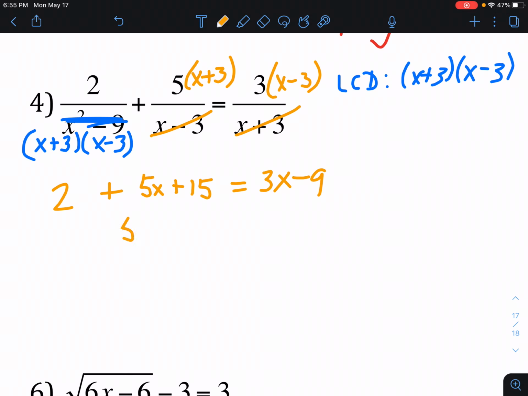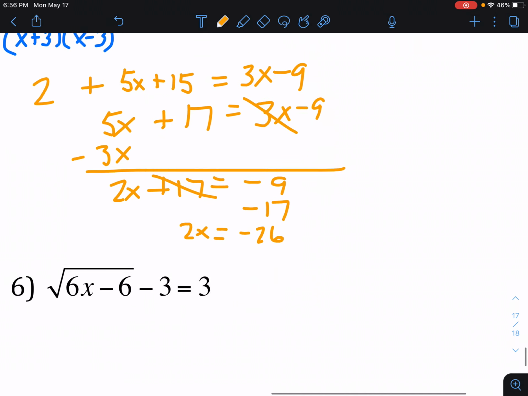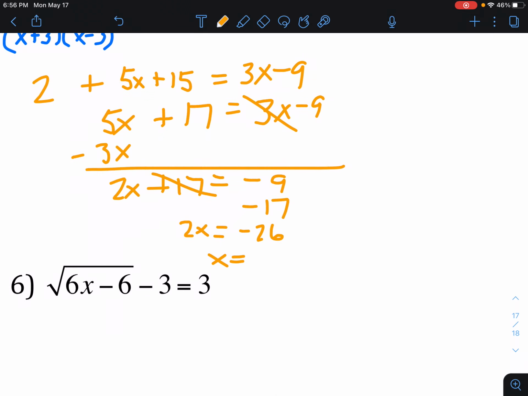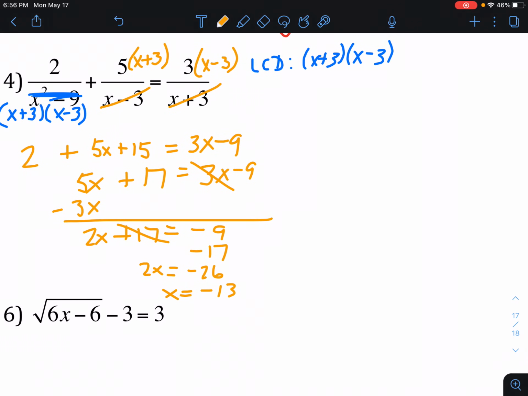I have like terms on the left, 2 plus 15, 17. Variables on both sides. Let's subtract 3x, move the x's to the left. Subtract 17 from negative 9. And then divide by 2. So let's see, before we circle it, let's check our solution to see if that negative 13 will be our answer.